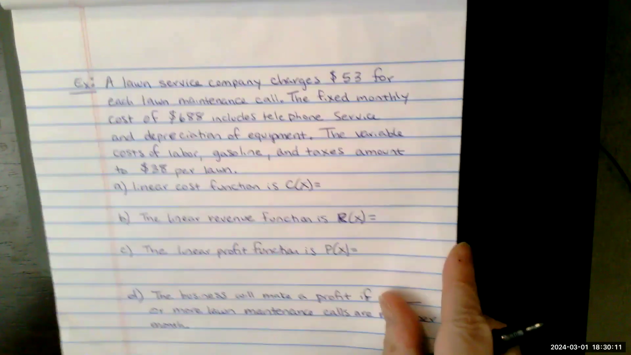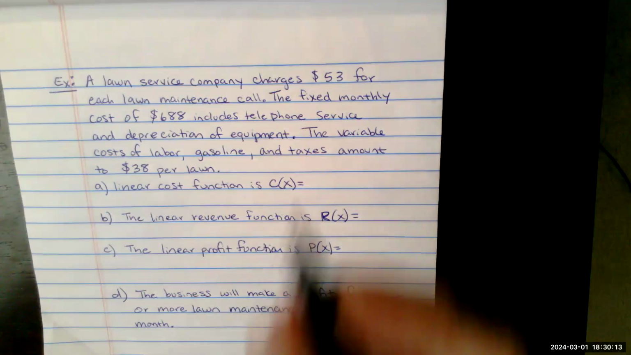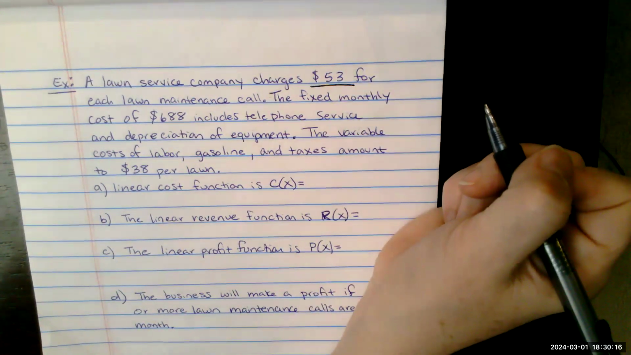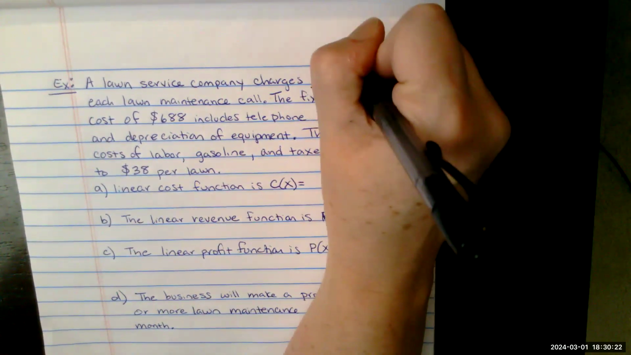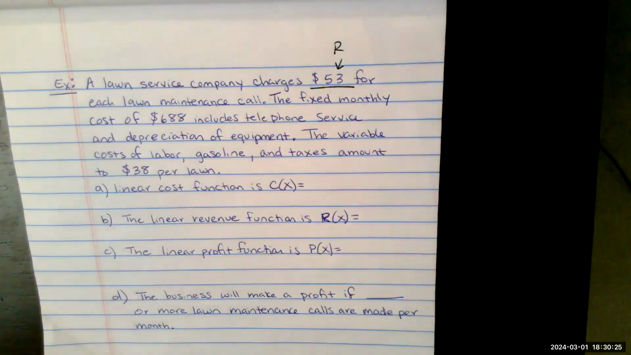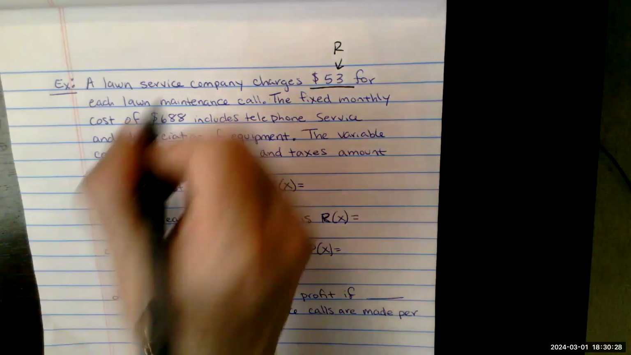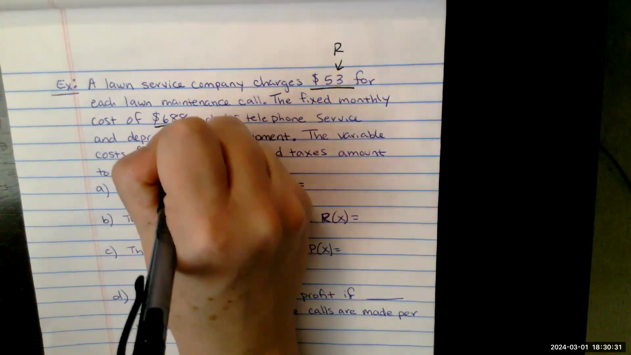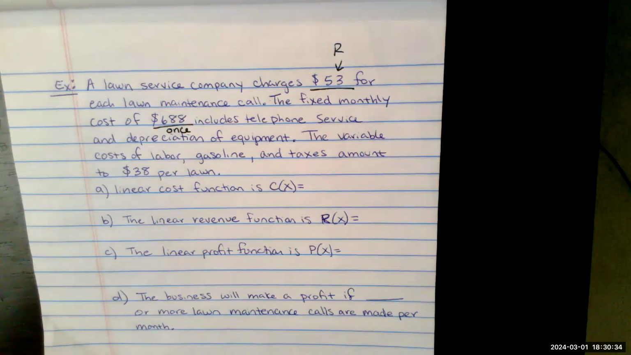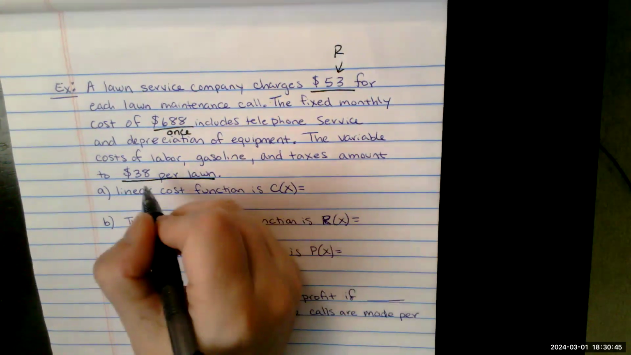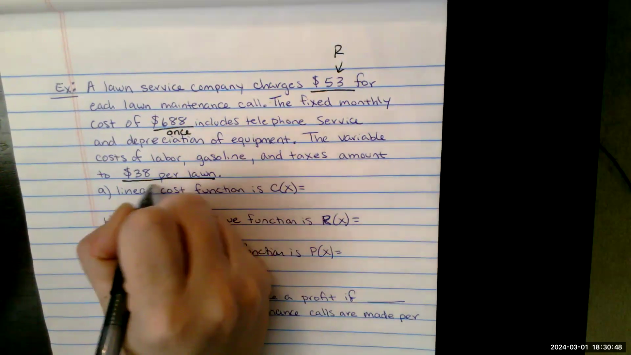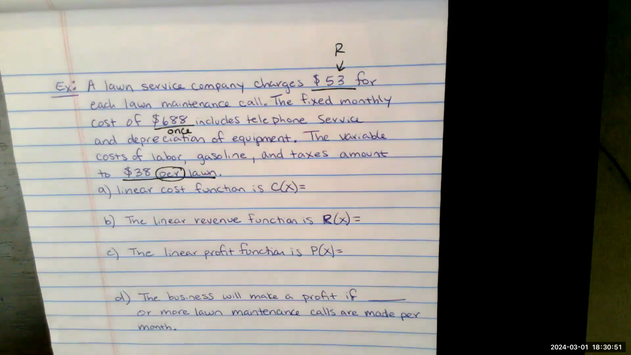And we're going to do one more that's similar to that. A lawn service company charges $53 for each lawn maintenance call. So this is how much they're charging, which means this is the money they're bringing in. So this is how they're getting revenue. The fixed monthly cost of $688 occurs once each month, and includes telephone service and depreciation of equipment. The variable costs of labor, gasoline, and taxes amount to $38 per lawn. So these are both costs. This one happens once, and this one happens per lawn.